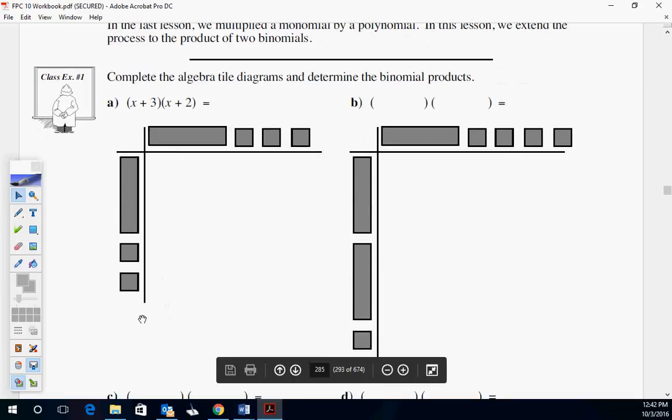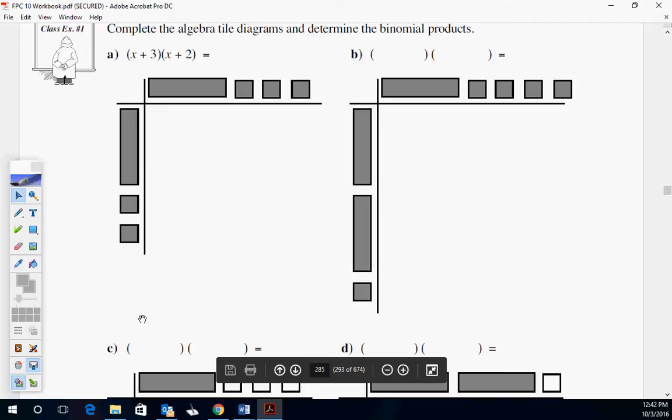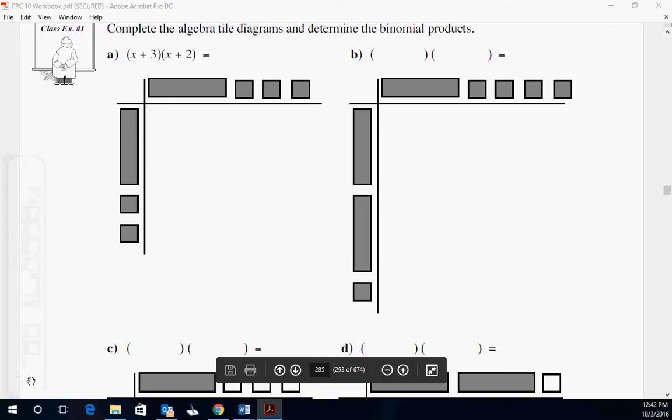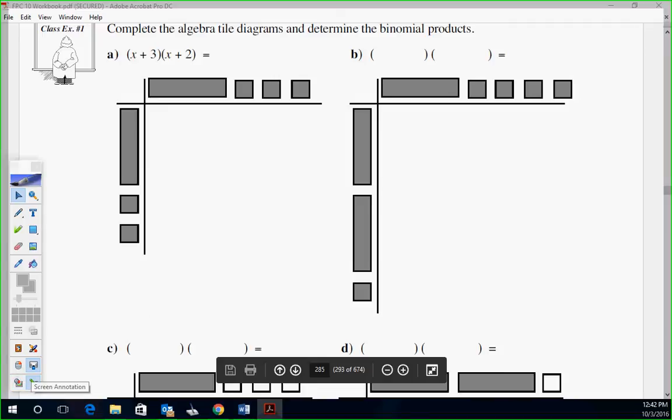Like I said, we're going to be multiplying binomials now. It's showing you the algebra tile example, so I'll just sketch these quickly. This is x plus 3 right here on the top, and then we have x plus 2 on the side. That makes it x squared.